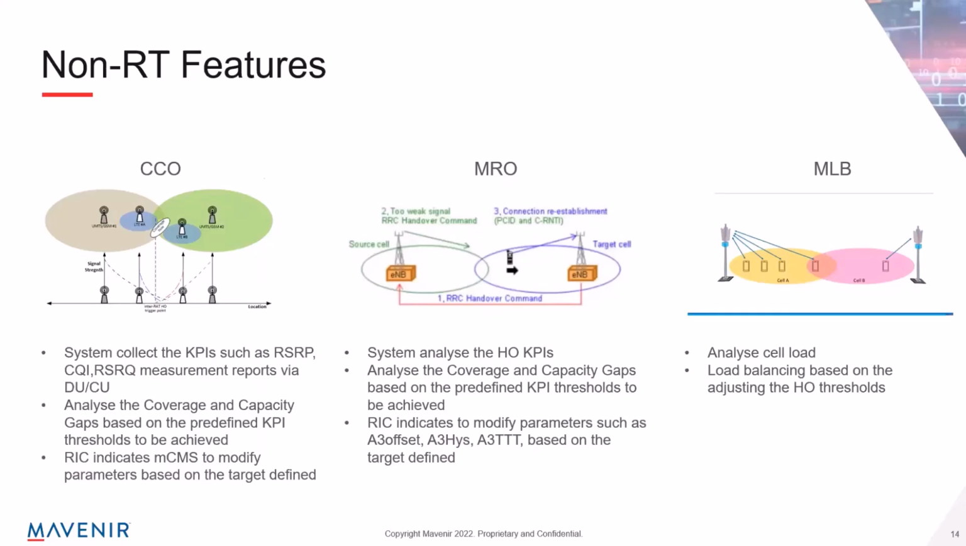So what we see is that even today, the non-real-time RIC is starting with these features, especially coverage and capacity optimization, which is key. So you would be collecting the information from the cell and trying to come up with the best configuration and indicate towards the configuration management. Okay, these would be the best set of parameters that we can manage for this particular cell to improve the KPIs for this particular cell.